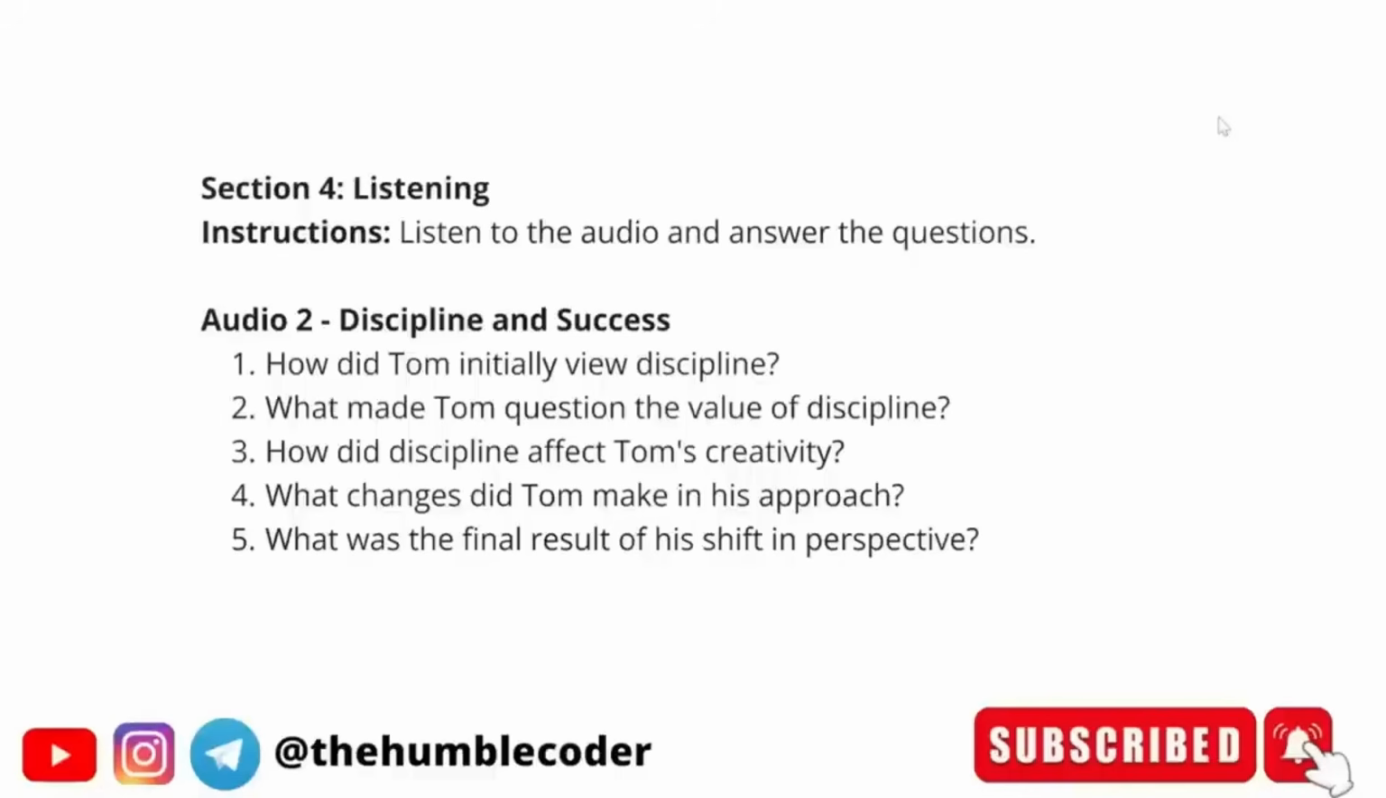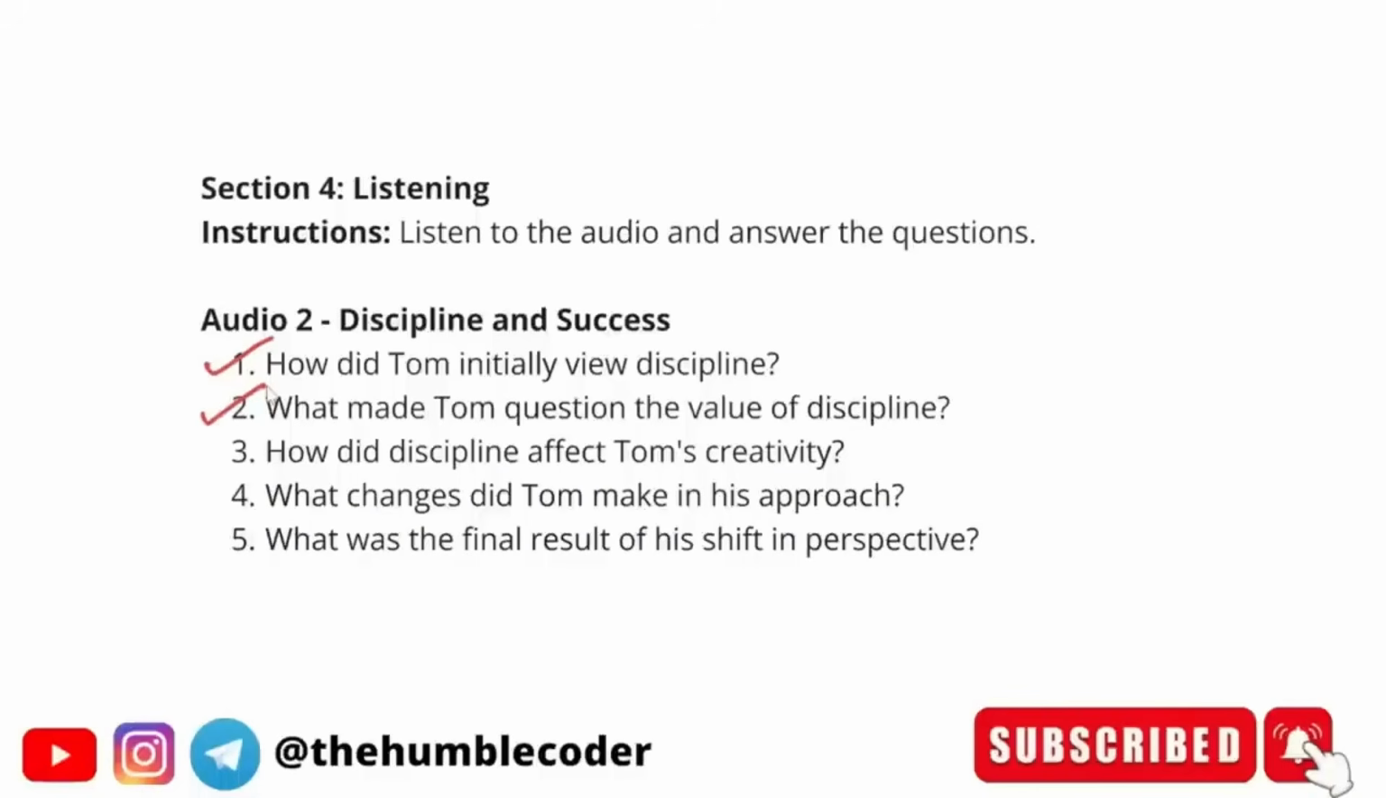Okay guys, so now you must have heard the audio. Let's see the questions that we have based on this audio. First question is, how did Tom initially view discipline? The correct answer for this one will be, Tom initially viewed discipline as a strict routine that had to be followed. Okay. Let's see the second question. What made Tom question the value of discipline? The answer will be Tom questioned discipline when he realized it was making him feel trapped rather than productive.